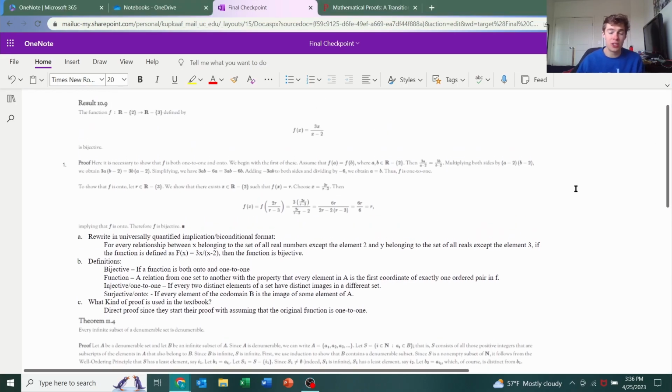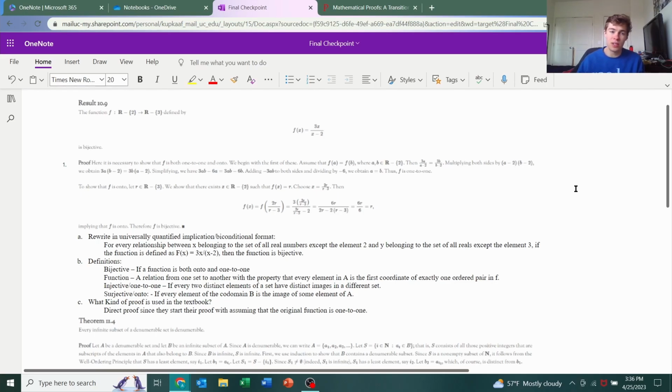So the first one is bijective, and bijective basically just means that the function is both onto and one-to-one. And you're saying, what is a function though? So a function basically is a relationship from one set to another with the property that every element in A is the first coordinate of exactly one pair in F.